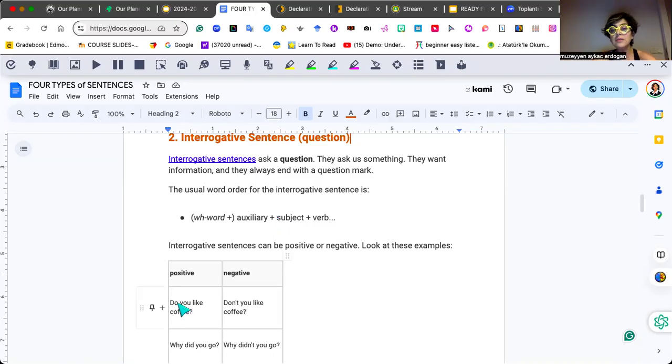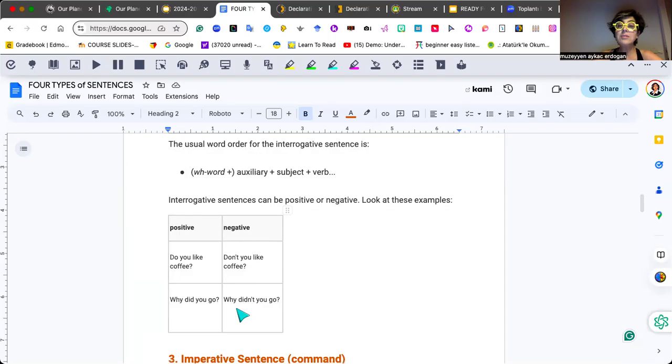So normally if you do not use do, the rest of the sentence comes as you like coffee. Tamam mı? Since this is a positive question, we write do, and what is the rest? You like coffee. So do you like coffee? If you would like to turn it into negative form, then we write don't you like coffee? Yani we put the auxiliary verb at the beginning and add not as a negative meaning, okay, and then we write the rest of the sentence to complete it.